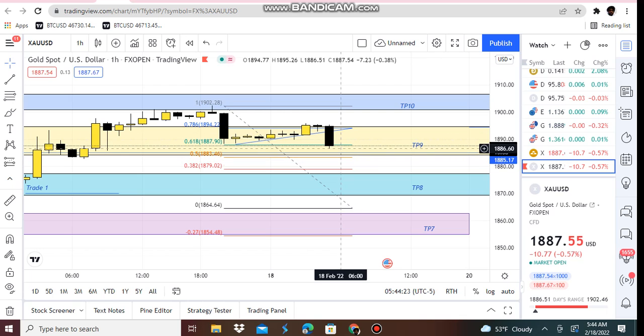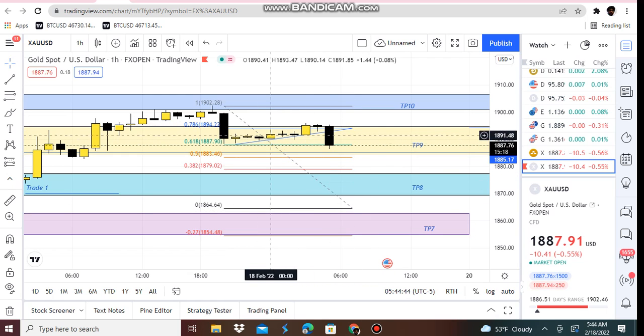Once price breaks 0.618, it'll go to 0.5. We're waiting for price to go to 0.5 at 1883. Right now, price is at 1888, fluctuating, and we should see price go to 0.5, 0.382. And it showed us some type of candlestick pattern.